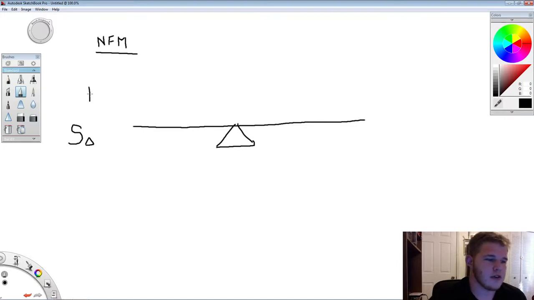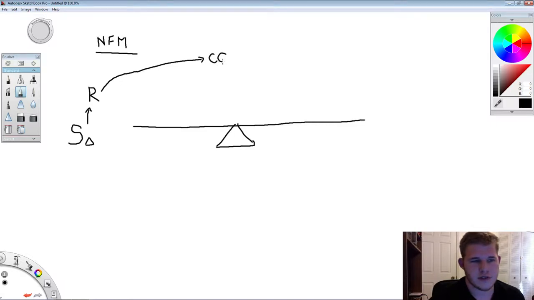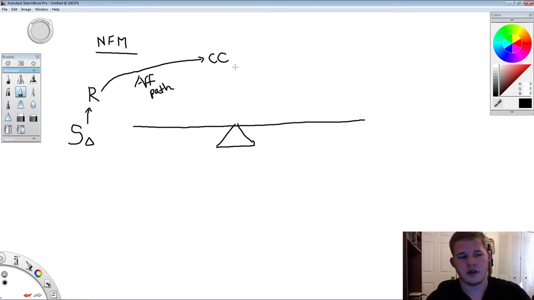Alright, so you have R, your receptor. Your receptor is going to be like, yo dude, there's a change. And it's going to tell the control center, CC, through the afferent pathway, AFF Path. It's so hard to do. Boom. Afferent pathway. It's going to tell it through the afferent pathway what's going down.